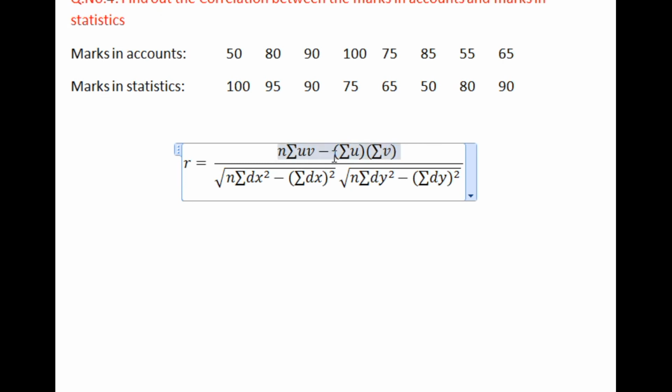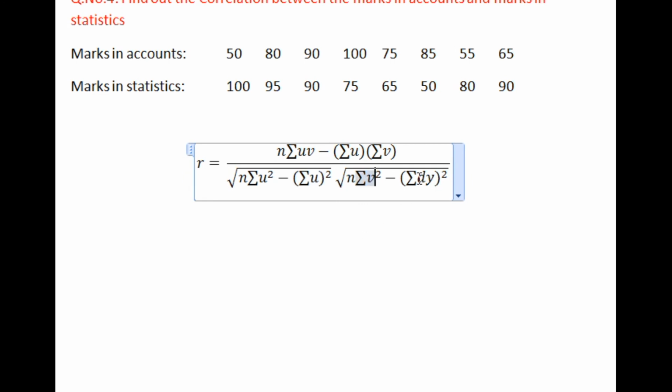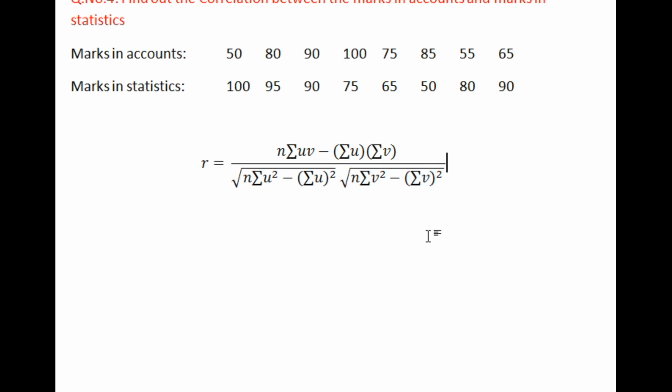N summation of uv minus summation of u into summation of v, divided by root of n into summation of u square minus summation of u whole square, then n summation of v square minus summation of v whole square. See, the formula is changed now. Dx is u, and dy is called v.